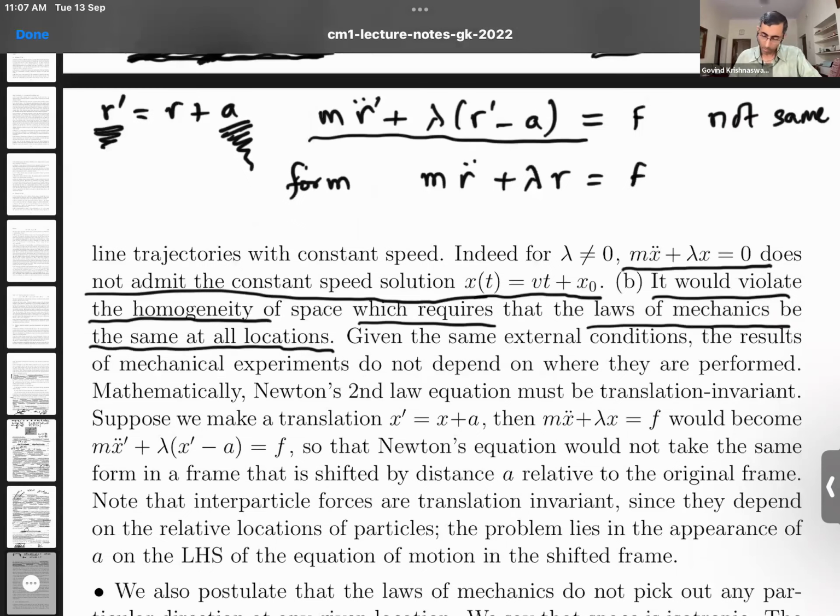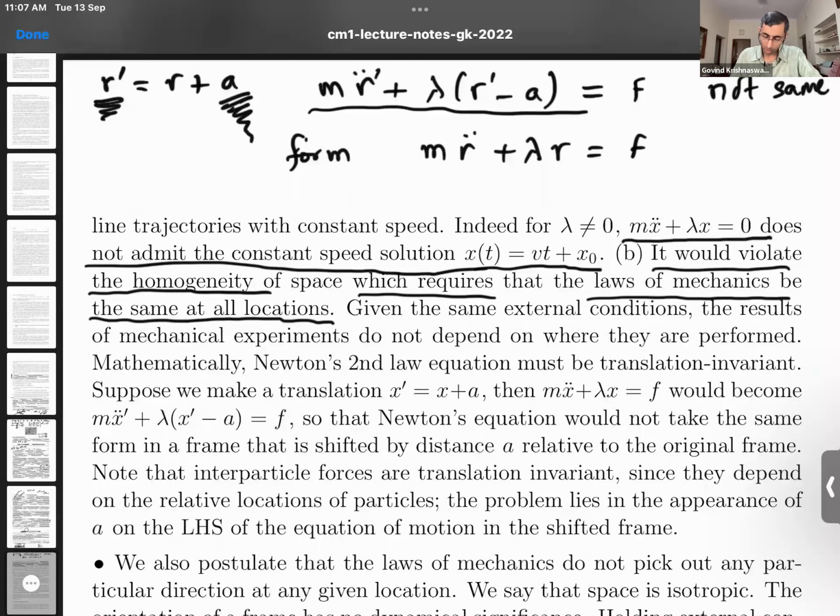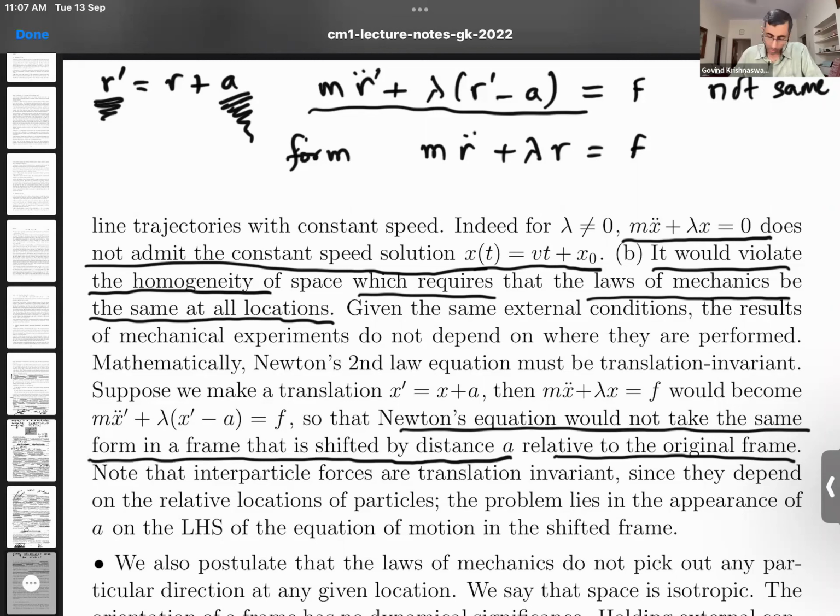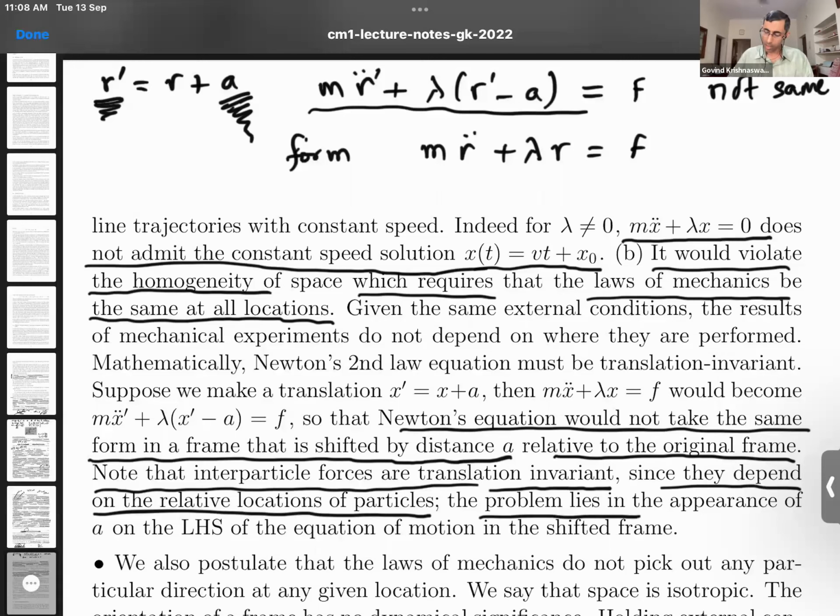I must hasten to add, so I've already now explained what I had written here. Newton's equation would not take the same form in a frame that is shifted by a distance a relative to the original frame. Yeah, this does not prevent interparticle forces that depend on distance, okay? Because then you will have r1 minus r2, and you shift both r1 and r2 by a, the a will cancel out. So note that interparticle forces are translation invariant, since they depend only on the relative locations of particles. Yeah, the problem lies in the appearance of A on the LHS of the equation of motion in the shifted frame. So that is disallowed.